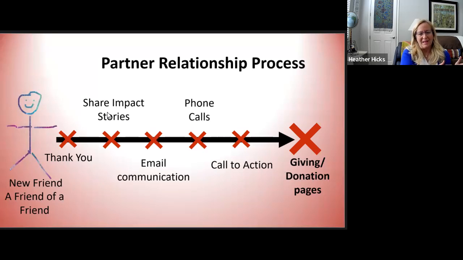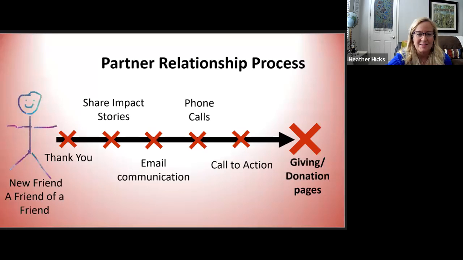So throughout this relationship guiding process, you're helping them identify whether what you're doing is a good match for what they're interested in being a partner about? And it's a lot of work to continue that relationship process when they hit your donation page.